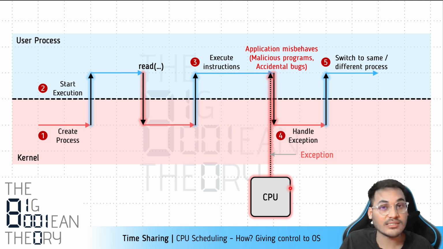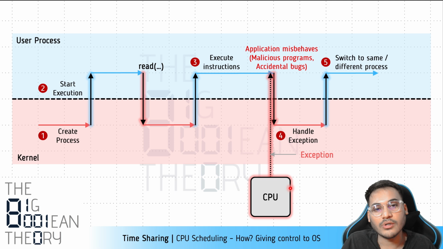Whenever the CPU detects that the user process is trying to do something of this nature, then it raises an exception. And whenever there is an exception in the system, the control immediately transfers to the operating system so that the operating system can deal with such exceptions, right? With application misbehavior, the operating system has to handle it, so that it can deal with that misbehavior, maybe terminate the process or handle it in a more graceful way. Whatever is the reason, the control is given to the operating system.